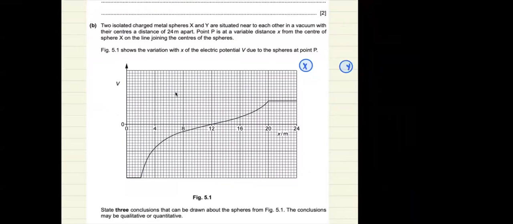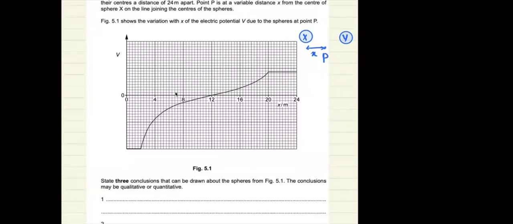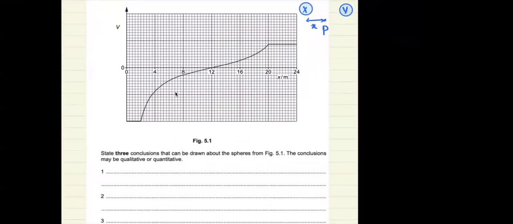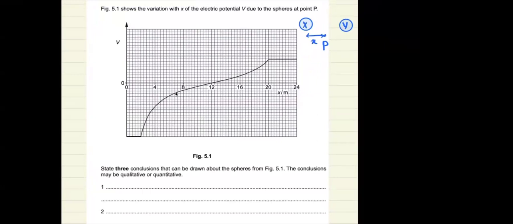And the idea is that the distances, as is also indicated in the question, are measured from the center of X. So this is my point B, right? This is that small distance X. State 3 conclusions that can be drawn about the spheres from 5.1. Conclusions may be qualitative or quantitative.